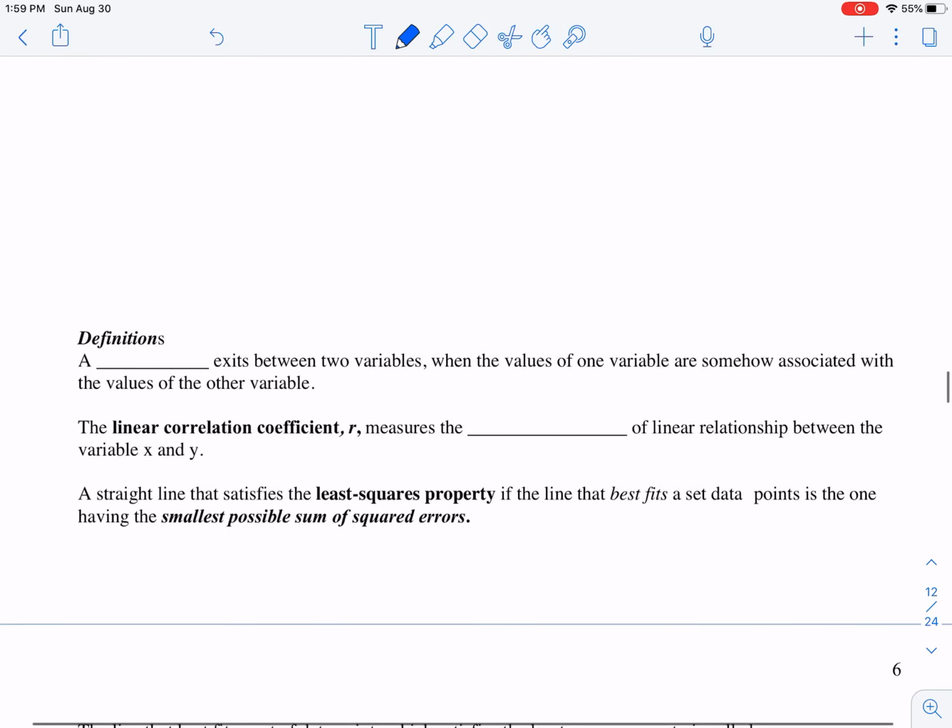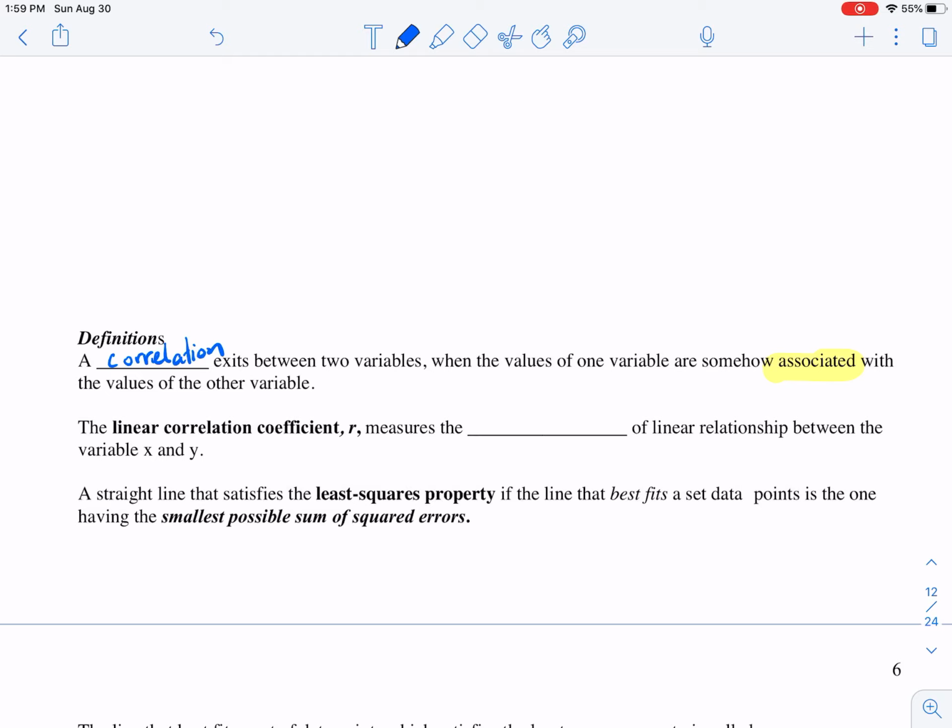So if you have two variables, let's say just x and y in general. When we observe the values of one variable are somehow associated with the values of the other variable, and by associate, we mean if one value is increasing, the other values are also increasing or decreasing. So they're correlated somehow. So we say that there is a correlation, right? A correlation exists when two variables, one variable increases, the other one decreases or increases at the same time.